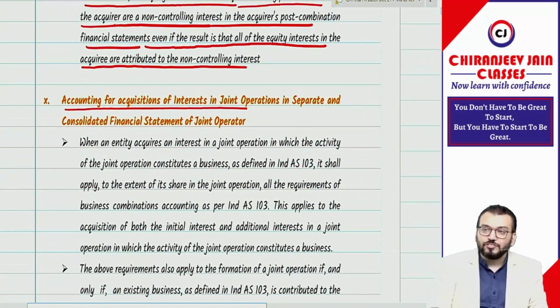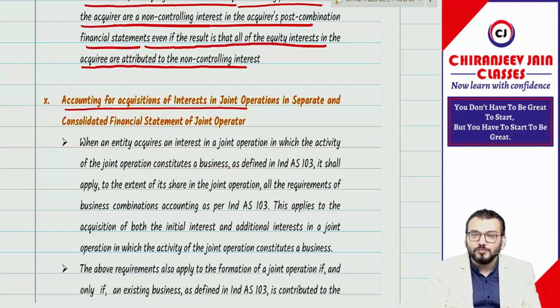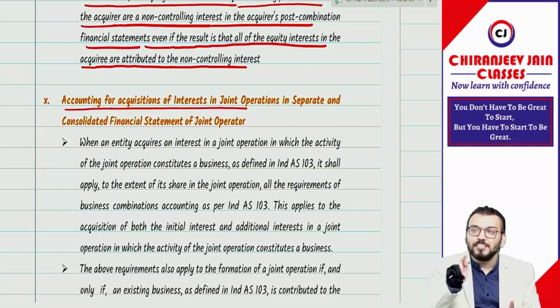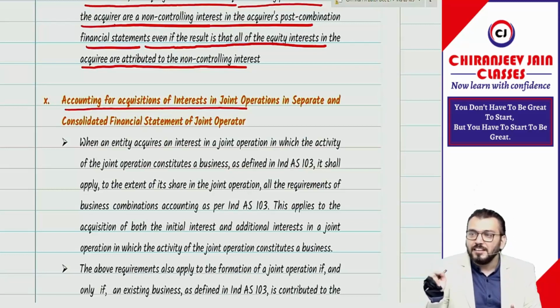Accounting for acquisition of interest in joint operation in the separate and the consolidated financial statement of the joint operator. First, can you tell me which Ind AS we have done for joint operator? Joint arrangement. Joint arrangement means which Ind AS? Ind AS 111. Ind AS 111 says joint arrangements are of two types: joint operation and joint venture.